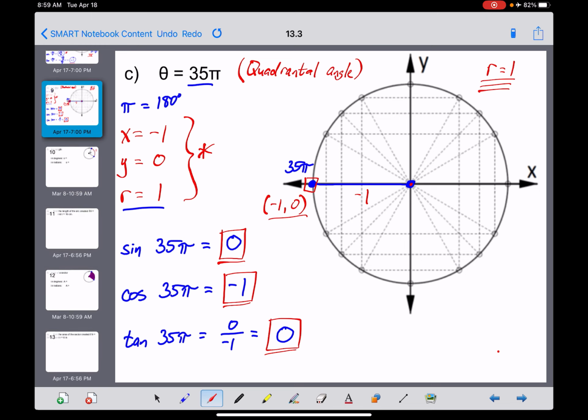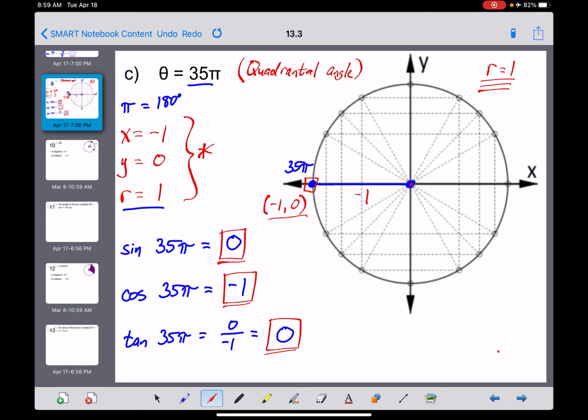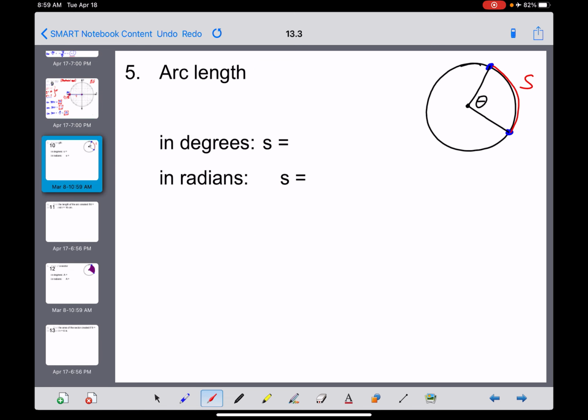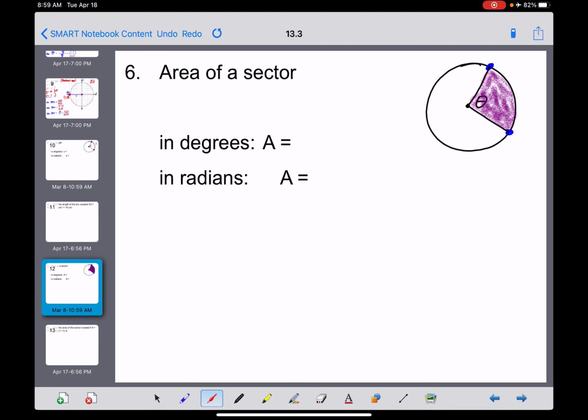All right, there's a little bit more in this section, but I'm going to save that for a future video where we talk about arc length and area of a sector, but I think that's plenty for right now.